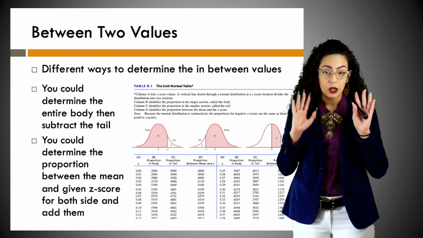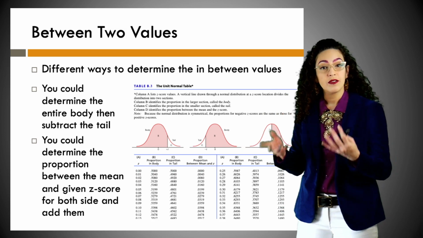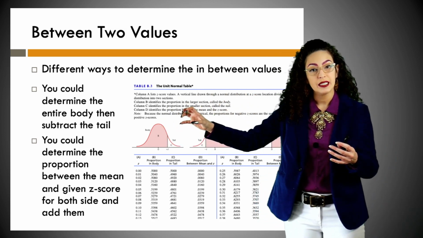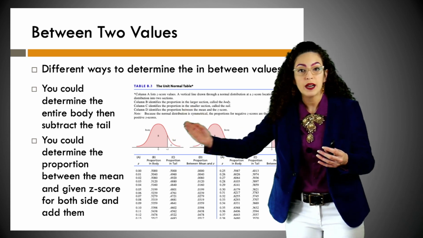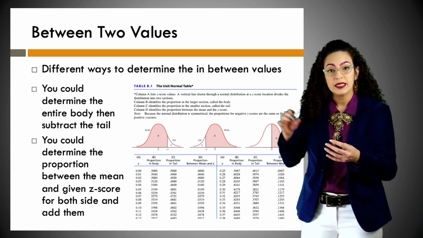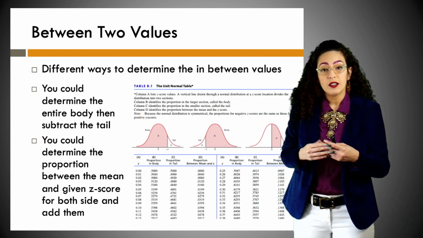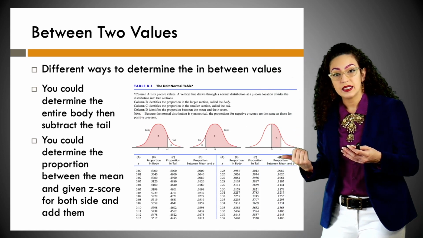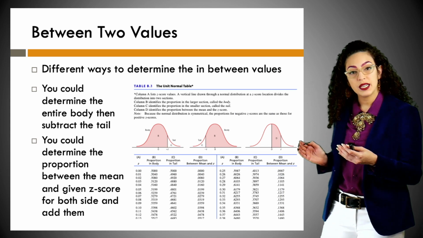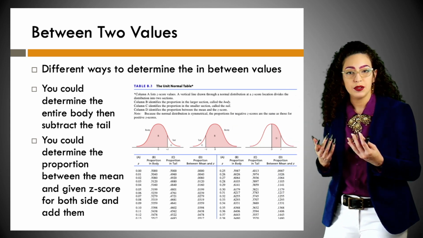In case you ever have to look up something that's not as easy as -1 to +1, though I won't make you do it, you would have to look up the unit table, and there are a few different ways to do this. You could determine the proportion of the entire body, all the way up to, let's say, that +1 z-score, and then subtract that tail, the -1, from down below. You can also use the table's last column, which tells you the proportion from the mean to that z-score, or the mean to the other z-score, and you just add the two.